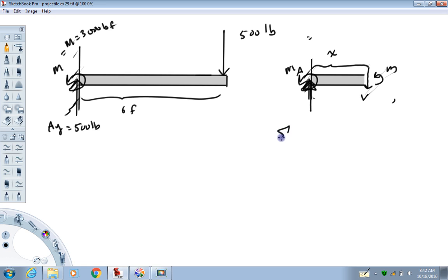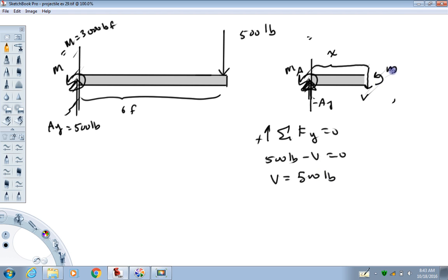First equation we can write for this free body, sum of all forces in the y direction equals 0. And that's going to be, remember this was AY, which is 500 pounds, minus the shear, equals 0. So it's pretty easy to find the shear force, 500 pounds.